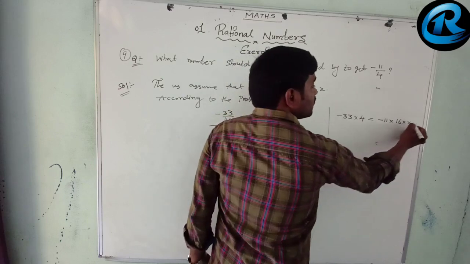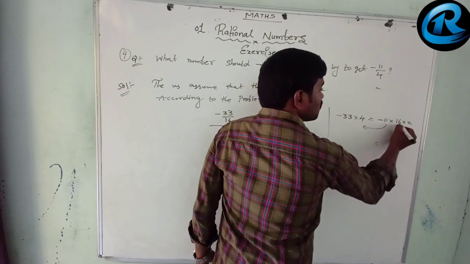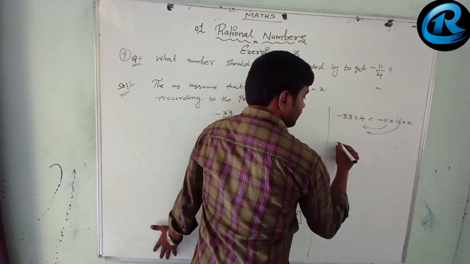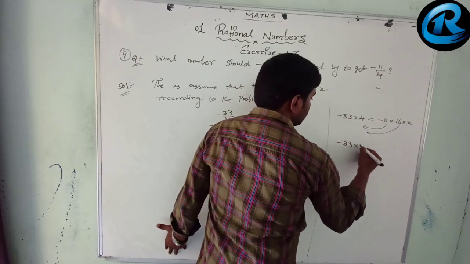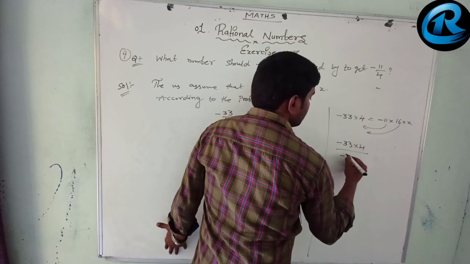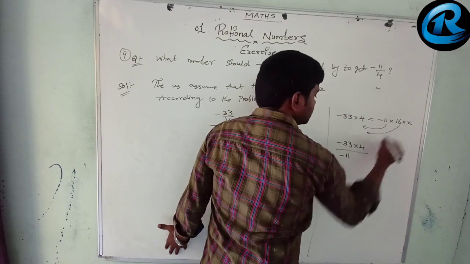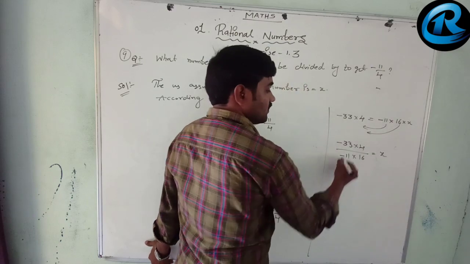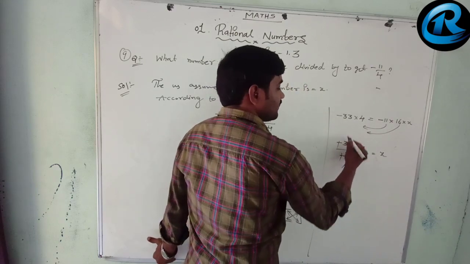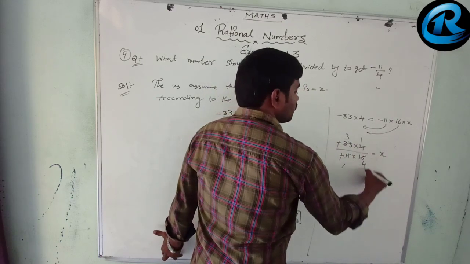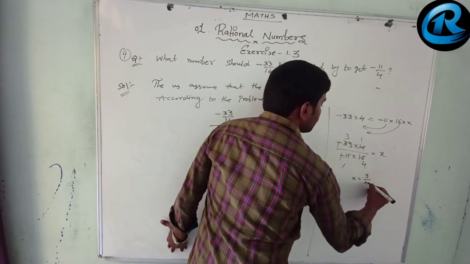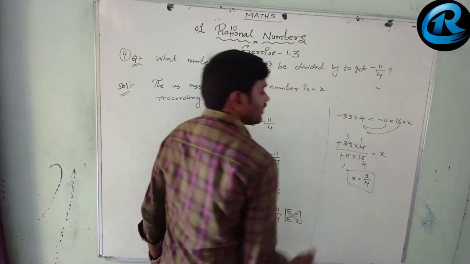Now what do we have to do? We need an x value, no? These two also we will transfer to this side, so x will be alone on this side. So minus 33 into 4 by minus 11 will be divided here, and 16 also will divide, equal to x. And x will be alone. Minus minus cancel, 11 ones are 11, 11 threes are 33, 4 ones are 4, 4 fours are 16. So x equal to 3 by 4.